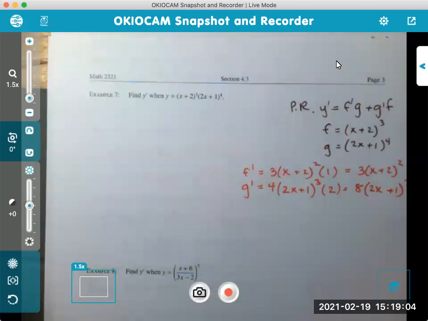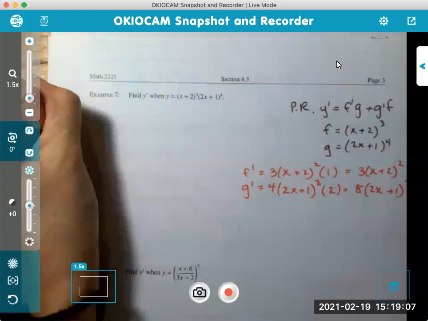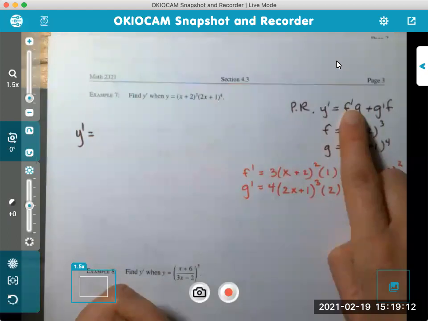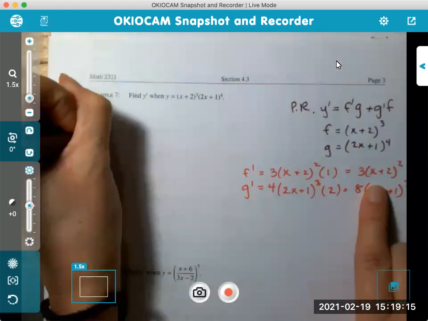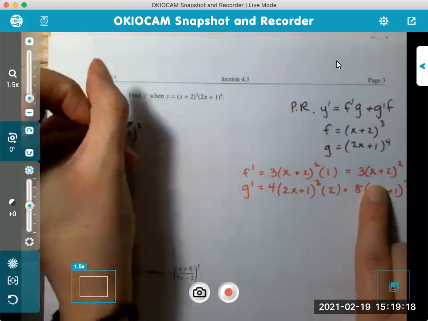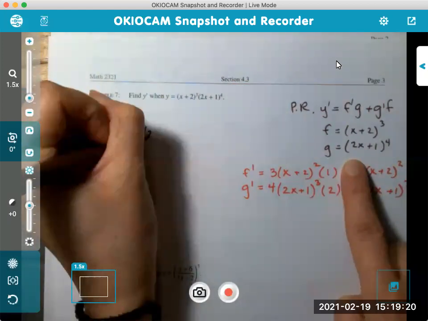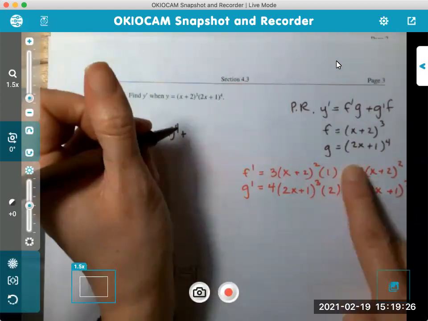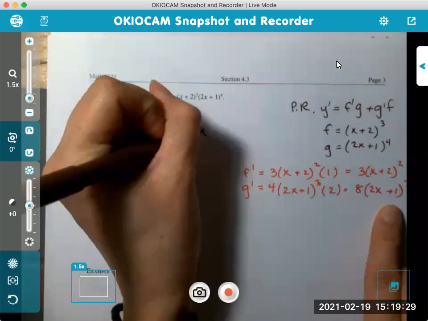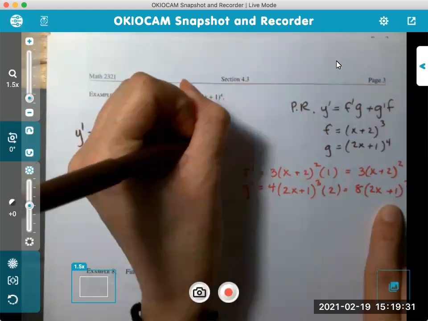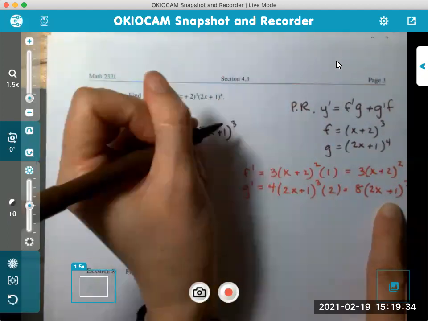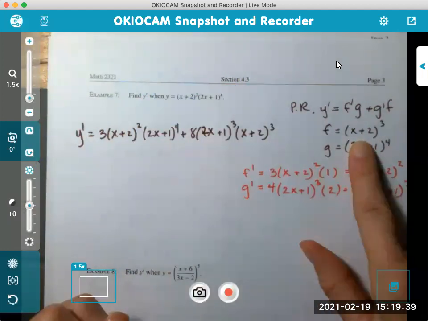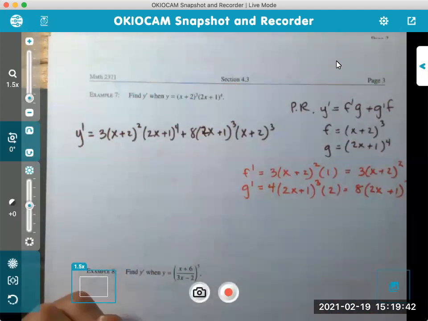Now we can go back and put all the pieces together and say y prime is, using this pattern, f prime g. So we've got 3 times (x + 2) squared times g, which is (2x + 1) to the fourth, plus g prime f, 8 times (2x + 1) cubed. So that's g prime, and f is (x + 2) cubed. And then I say leave it like that, right?